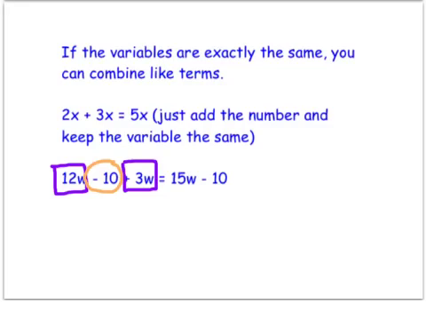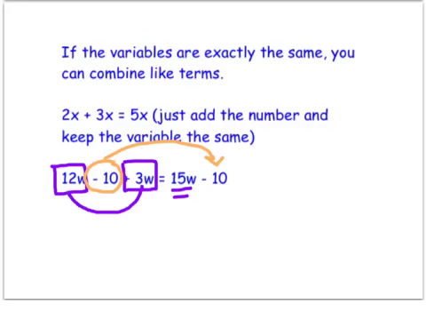So let's go ahead and combine. 12w plus 3w gives me 15w. And then little minus 10 is just left by himself. Because the variables are the same with the w and the w, we can combine them. We can't combine this because this doesn't have what? This doesn't have a w. So this guy can't join with him because he does not have a w. No w, no combine.